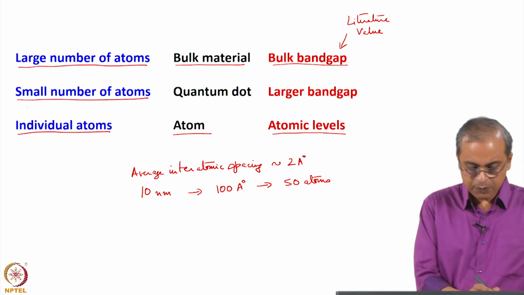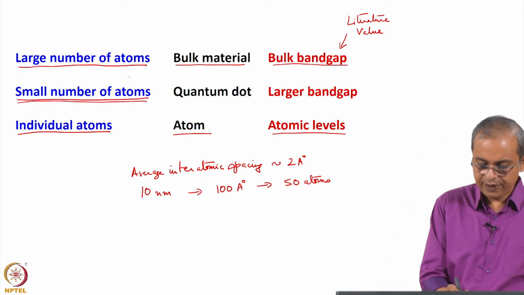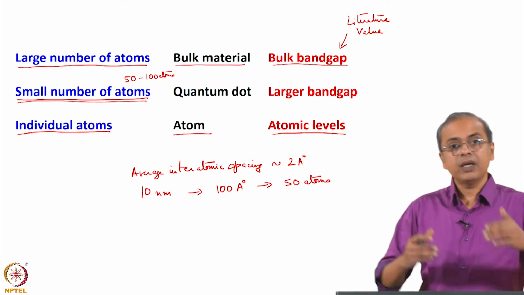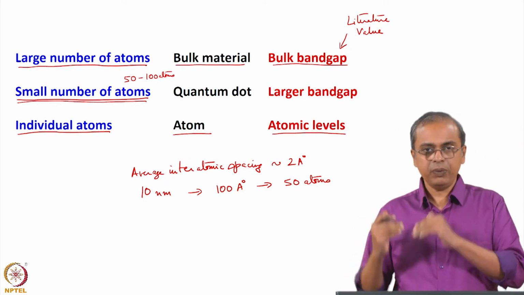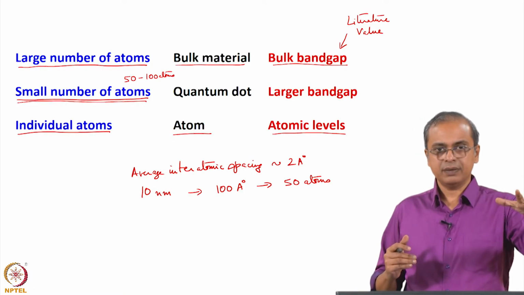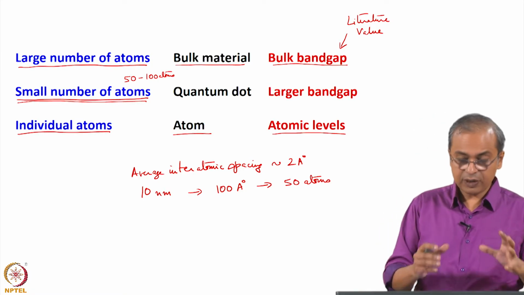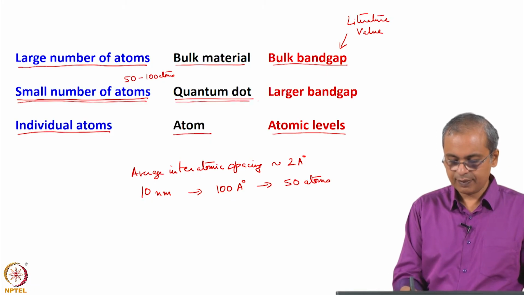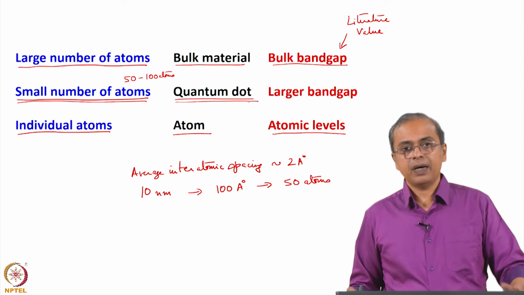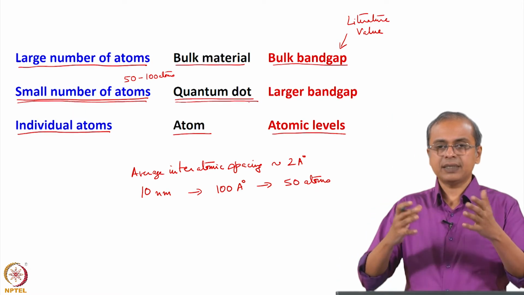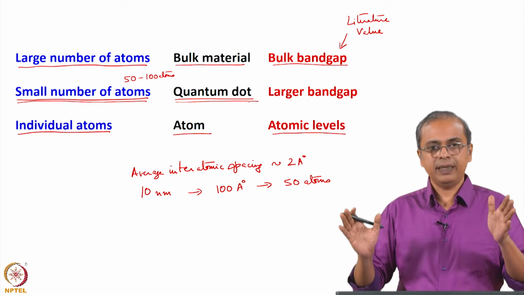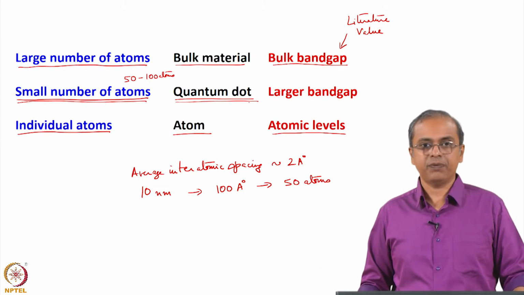If you are talking of a small number of atoms, of the order of 50 to 100 atoms, then you are actually in a regime that is between single atoms and the bulk. It is then referred to as a quantum dot. And how this quantum dot interacts with the electron hole pair is what decides what is going to happen with the band gap of the material.